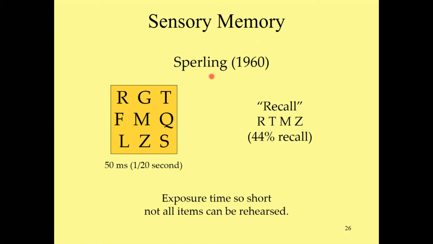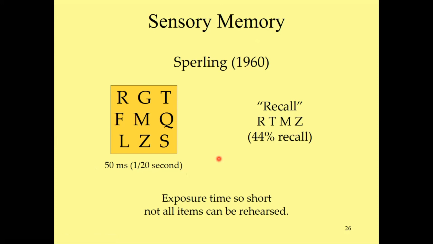His idea was that actually all that information gets into sensory memory, but you're exposed to it for such a short time, and it fades away so quickly, that you can't rehearse all of those items. You can't mentally say them to yourself, and many of them have faded away before you've had a chance to rehearse them. So he set out to test this. He would flash an image on the screen with 9 letters for 50 milliseconds, a twentieth of a second or so, and then have people try to remember the letters.